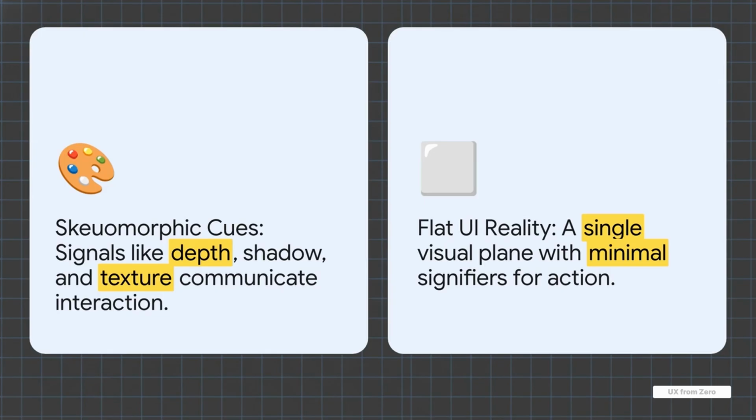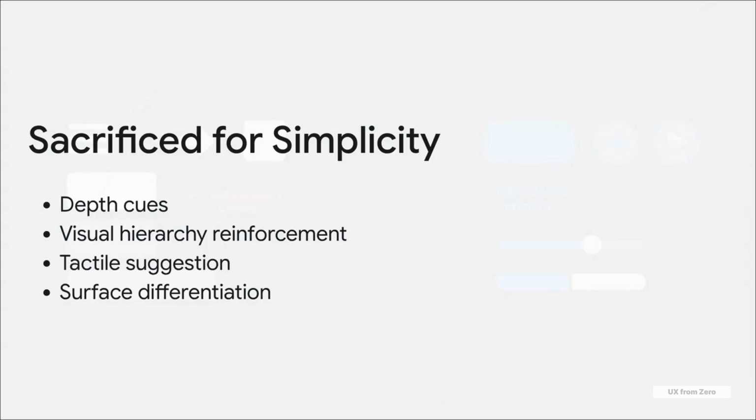And this is where you can really see the shift side by side. On one hand, you have the old school cues: depth, shadows, textures, borders. All these things basically shout, hey, I'm a button, click me. But then you look at the flat UI reality, and it's just a single plane. There's no depth. The signals are way more subtle. And yeah, it looks super clean, but you can feel that something's missing, right? So what exactly got left on the cutting room floor in the name of simplicity?